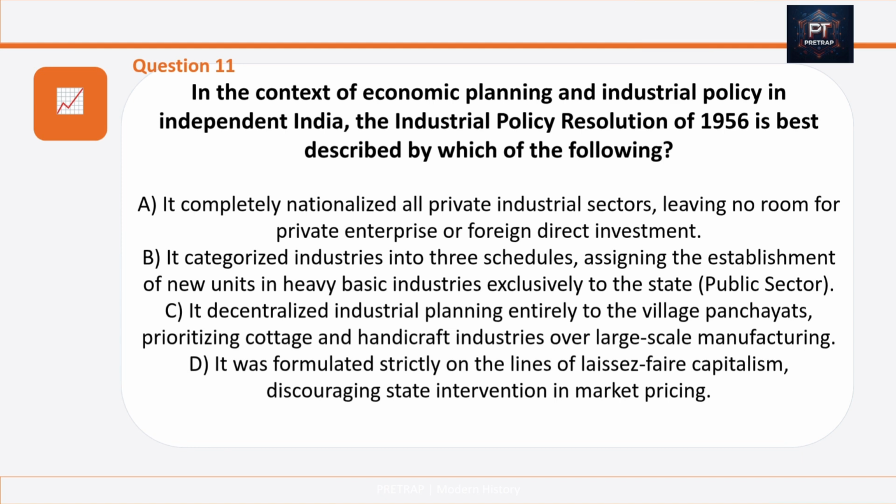Question number 11 is in the context of economic planning and industrial policy in independent India, the Industrial Policy Resolution of 1956 is best described by which of the following? Option A, it completely nationalized all private industrial sectors, leaving no room for private enterprise or foreign direct investment. Option B, it categorized industries into 3 schedules, assigning the establishment of new units in heavy basic industries exclusively to the state. Option C, it decentralized industrial planning entirely to the village panchayats, prioritizing cottage and handicraft industries over large scale manufacturing. Option D, it was formulated strictly on the lines of laissez-faire capitalism, discouraging state intervention in the market pricing. And the answer is option B.